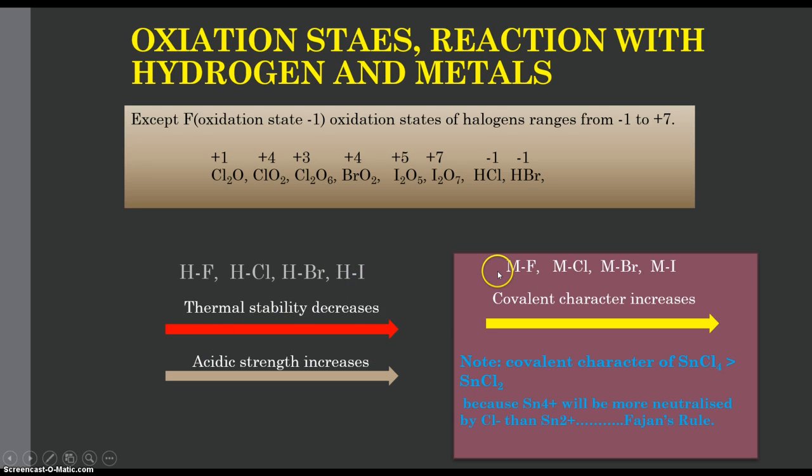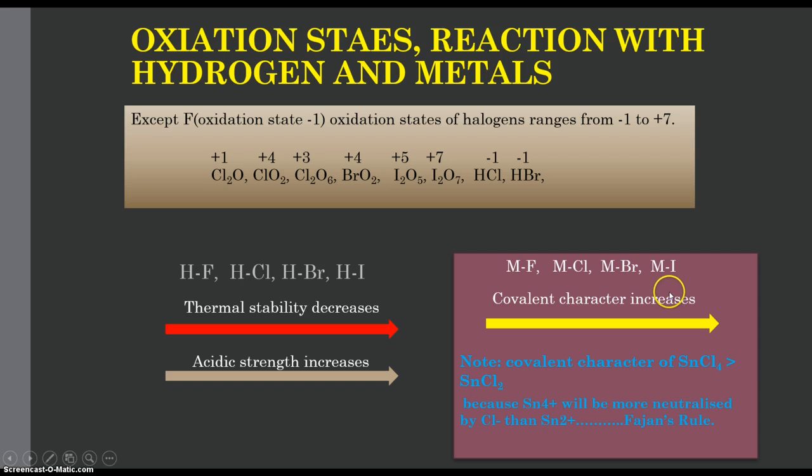Now let's discuss the compounds where halogen atoms are making compounds with metals. These are the compounds MF, MCl, MBr and MI, where M represents metal. These are the compounds where fluorine, chlorine, bromine and iodine are making compounds with metal. Now as you can see, as I have demonstrated here, the covalent character of these compounds MF, MCl, MBr and MI increases from MF to MI.